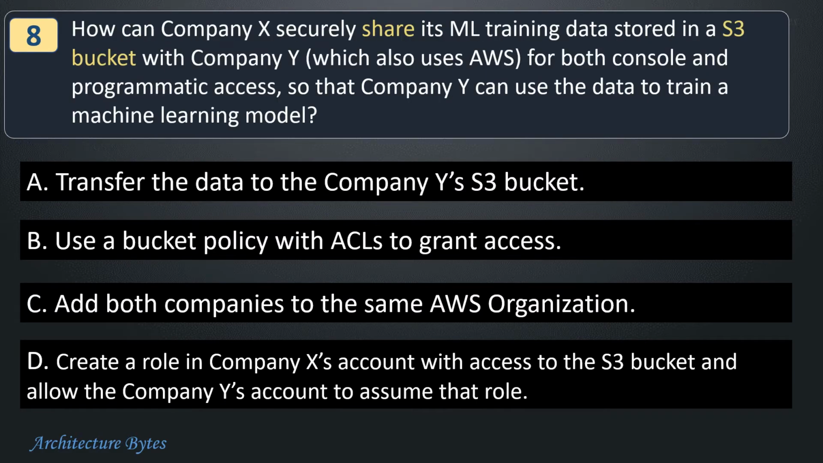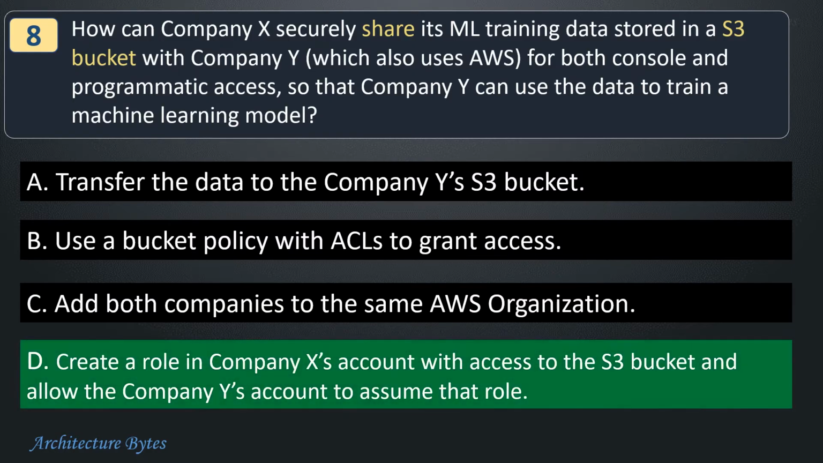How can company X securely share its machine learning training data stored in an S3 bucket with company Y for both console and programmatic access so that company Y can use the data to train a machine learning model? Our options are A, transfer the data to company Y's S3 bucket, B, use a bucket policy with ACLs to grant access, C, add both companies to the same AWS organization, or D, create a role in company X's account with access to the S3 bucket and allow company Y's account to assume that role.